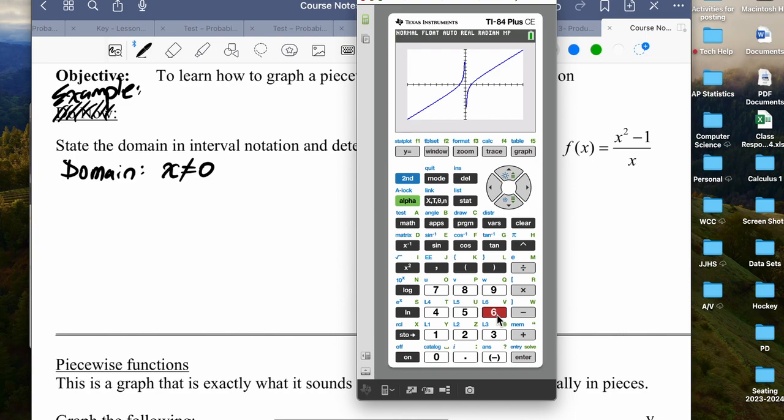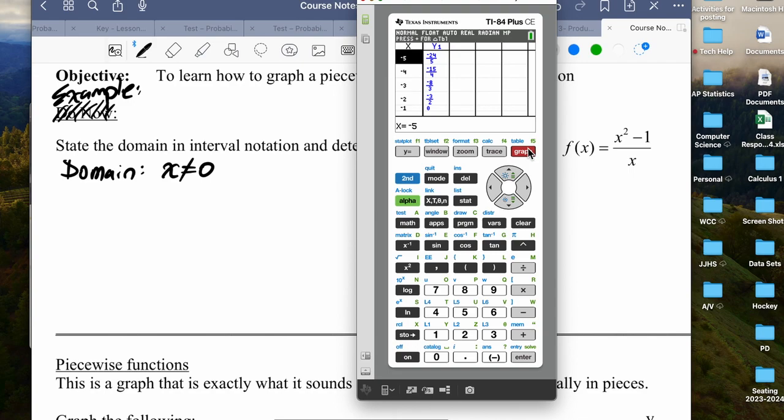All right, and here you can see there's a break in the graph. That break seems to happen at x equals 0. All right, so it's pretty consistent with what we just determined in terms of the domain. I can go into the window. I'm sorry, the table. So by hitting second graph, I can go into the table.